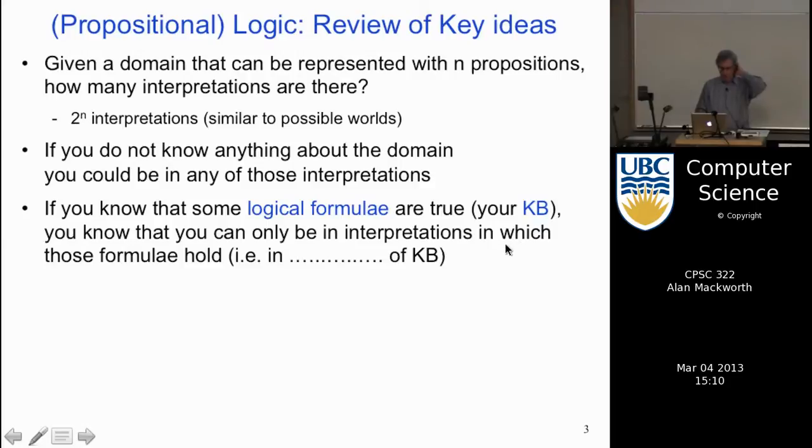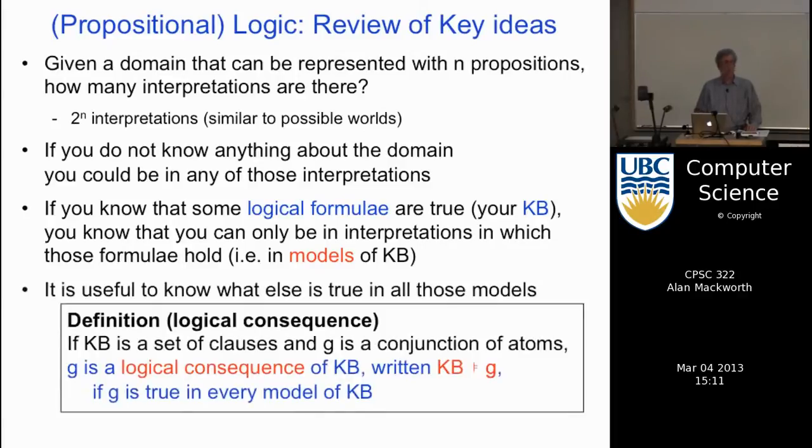Then you can only be in interpretations in which those formulas hold. So what are those called? They're called models, right? It's the definition of a model. It's the interpretations in which all the clauses of a knowledge base are true.